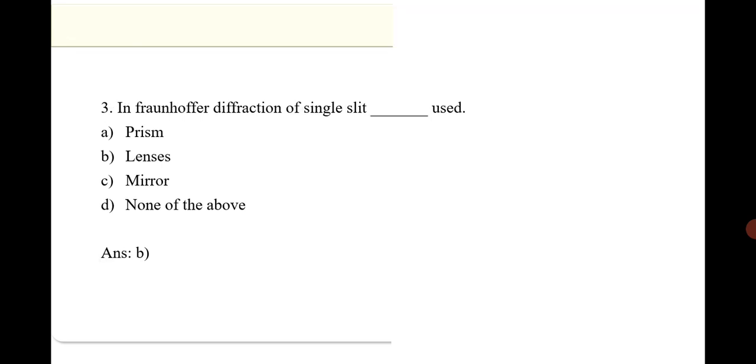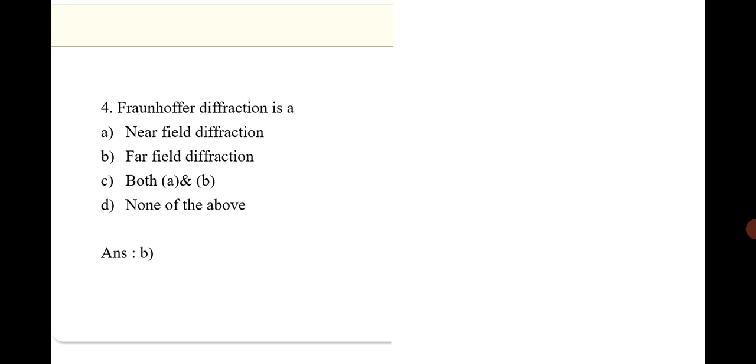Question 3. In Fraunhofer diffraction of single slit, dash is used. Option A prism, option B lenses, option C mirror, option D none of the above. Answer is option B lenses. Question 4. Fraunhofer diffraction is a option A near field diffraction, option B far field diffraction, option C both A and B, option D none of the above. Answer is option B far field diffraction.